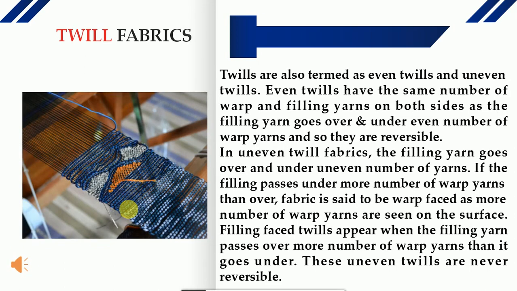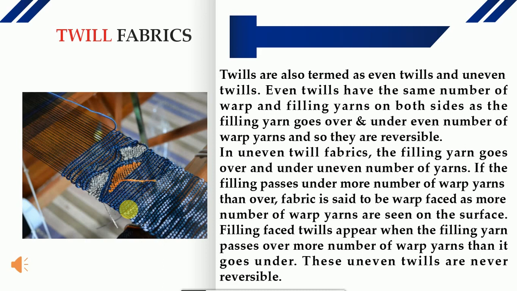Twills are also termed as even twills and uneven twills. Even twills have the same number of warp and filling yarns on both sides as the filling yarn goes over and under an even number of warp yarns, and so they are reversible. In uneven twill fabrics, the filling yarn goes over and under an uneven number of yarns.